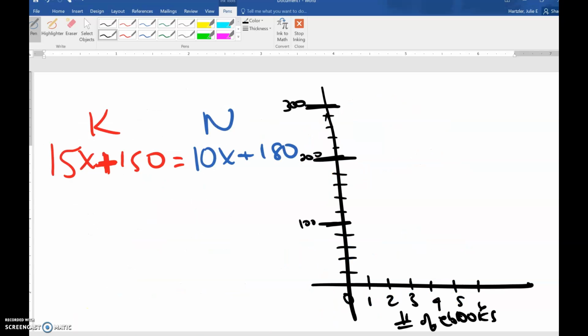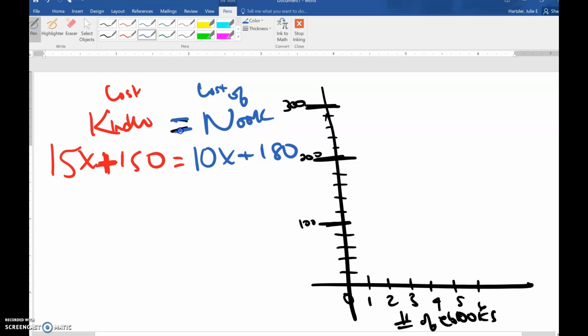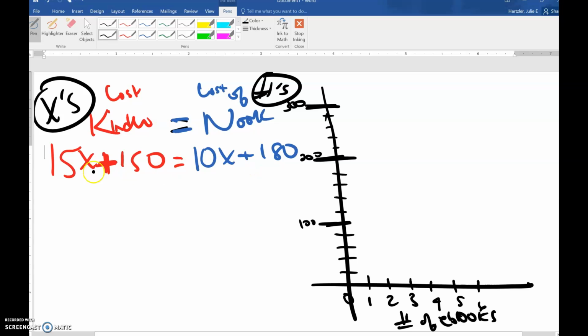Okay, so to find the break-even point, we're trying to figure out when is the cost of the Kindle going to equal the cost of the Nook. And that's when we're break even. So what I did is I set my two equations equal to each other. So I have my Kindle equation equal to my Nook equation. And I want to know when do they balance out. So I'm going to bring my X's to this side because I like to keep them positive. So I see there's 10 over here and 15. I kind of like to keep them positive. And I'm going to bring my numbers to this side. And again, when you have adding on both sides, you're going to add twice.